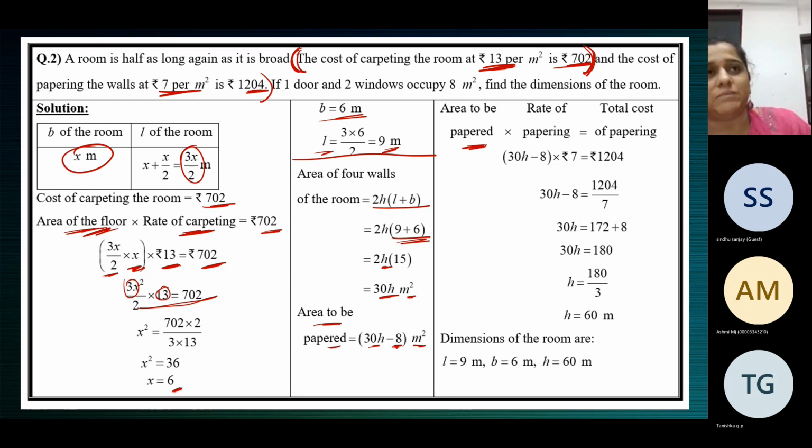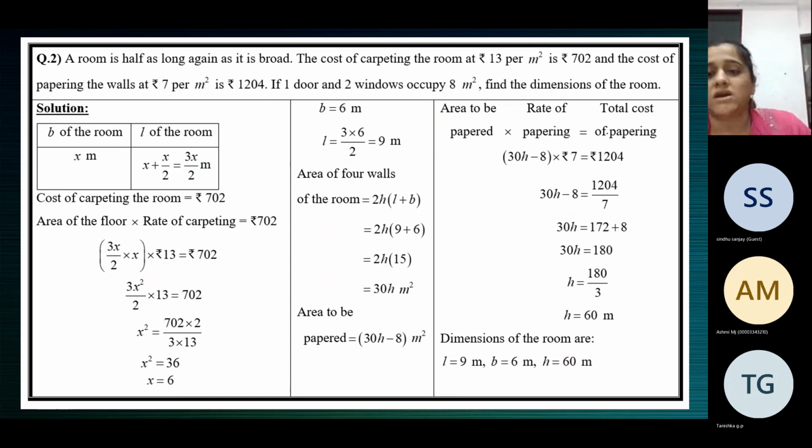Now the area to be papered into the rate is equal to the total cost of papering. This is the area to be papered. This is the rate and this is the total cost. Now how will you work this? 7 has to be multiplied. Okay, I've taken the 7 for division. Sorry. That's better. Take the 7 for division. If you're multiplying, you should multiply 7 with 30h and 7 with minus 8. It's always easy to divide.